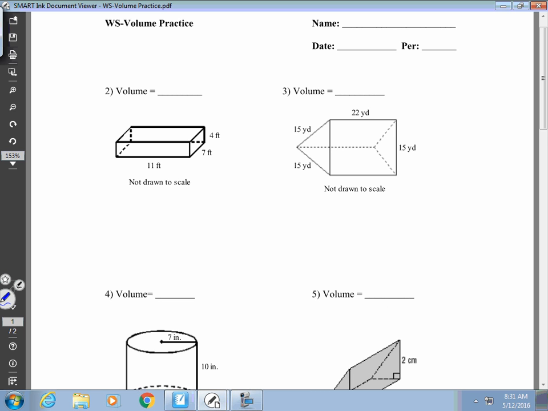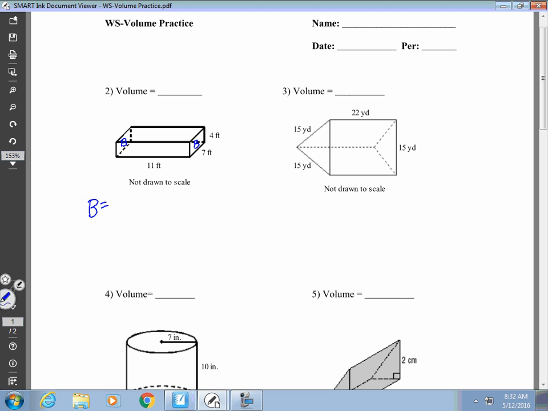We have to have two that are congruent. We're going to do the side, the 7x4. All right, so we're going to put the B there and there. Okay, left and right. All right, so we have to find the area of that rectangle.